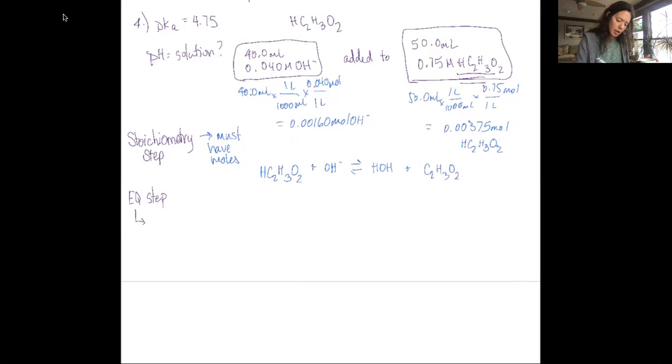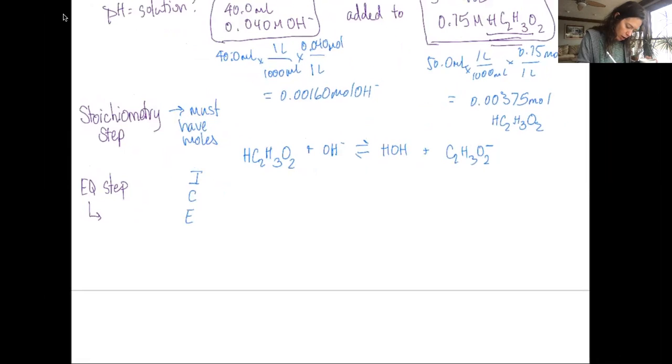We learned some things. Okay, so let's start with our initial, do our change, do our equilibrium. That gets a negative. And let's do our stoichiometry part. So let's plug in our moles. That's right, we need moles for the stoichiometry part. This first substance is 0.00375. OH is 0.00160. OH is the strongest base there is, right? He's acting like a base here. He will take every bit of hydrogen he can. So he will be the limiting reactant. This is 0, this is 0.